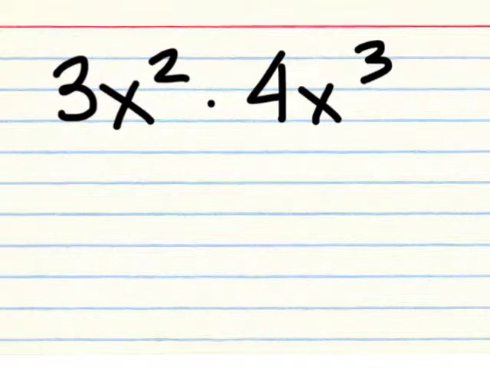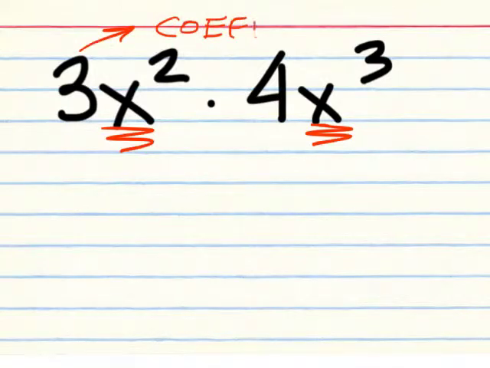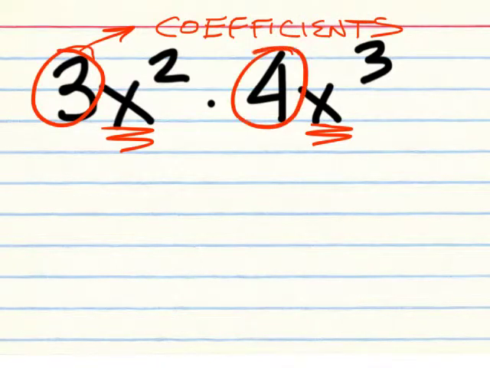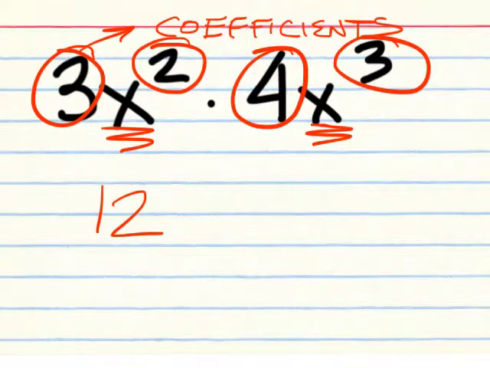3x squared times 4x to the third. You have the same variable in each one, but before that, you must look at the coefficients. The coefficients in this case are 3 and 4. Multiply the coefficients together first to get 12, and then add your exponents for the x. 2 plus 3 would be 5. The final answer would be 12x to the fifth. Multiply the coefficients first.